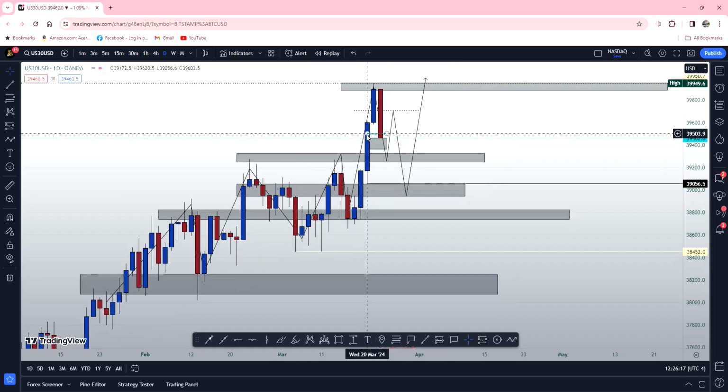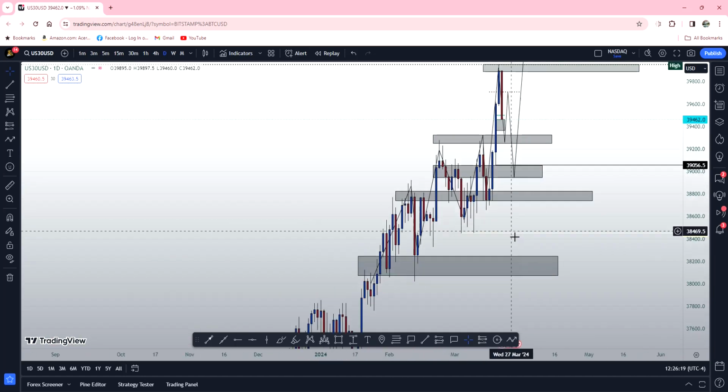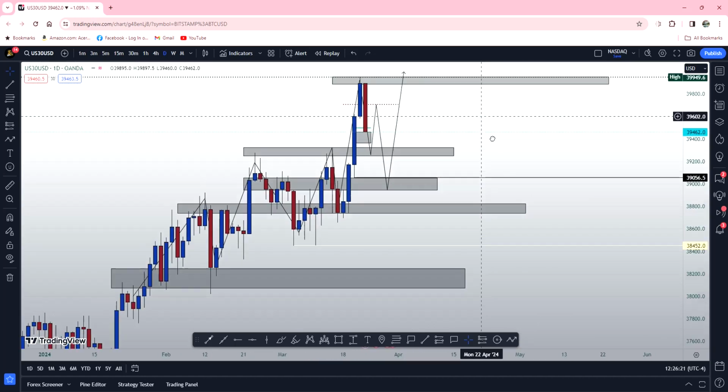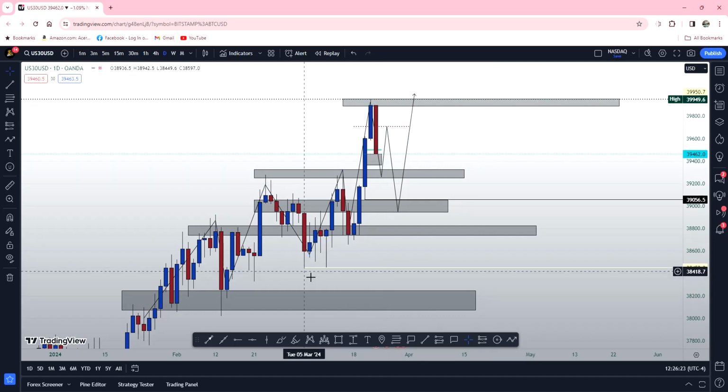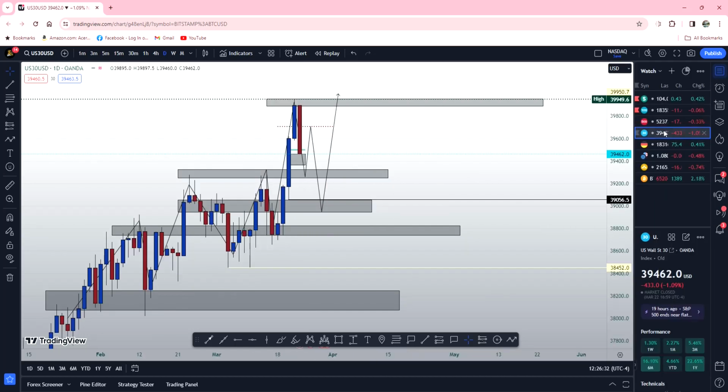So I'm gonna leave it like this because I know this will happen. But please note on your charts, we do have sell side liquidity here at 38442. So just keep that in mind. Alright, let's go to our last pair.